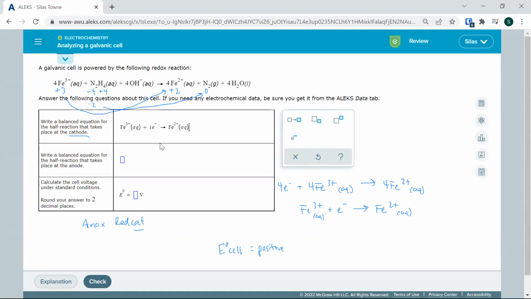Anode's a little trickier, right? We got a lot going on. It's got to be balanced: N2H4 plus 4OH minus going into N2 plus 4H2O. We need all this to balance, right? We can't balance the N2 with just N2H4. We need more hydrogens. Now we'll see that we got -4 on this side, so we got to add 4 electrons to this side to make them both -4. Got a charge balance. So I can plug that in.